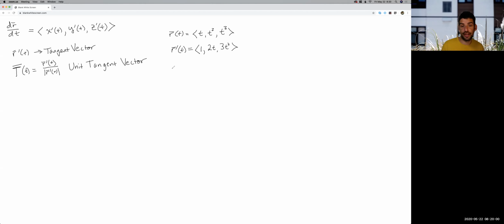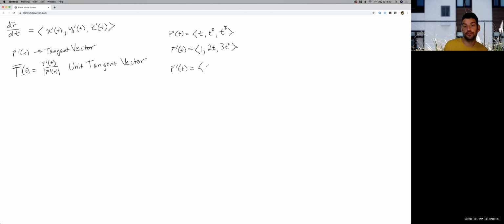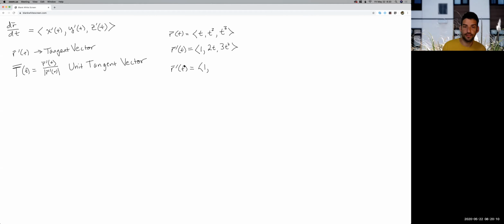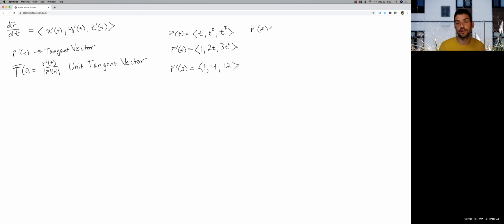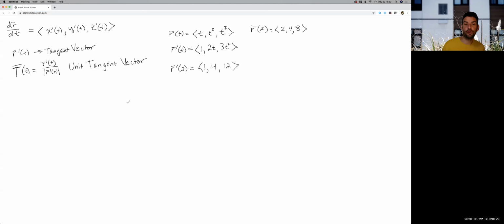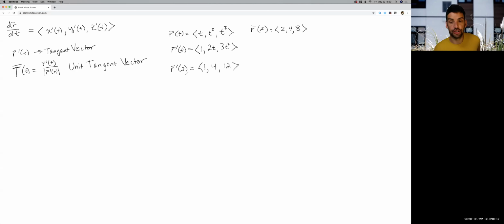So let's look at, when we evaluate it, r prime of 2, where I'm just putting in t equals 2. R prime of 2 is this vector, 1, 4, 12. And so what we're saying is at the point when t equals 2, r of 2 is going to be the point 2, 4, 8. At the point 2, 4, 8, the vector 1, 4, 12 is the tangent vector. That's the direction the tangent line should go in.